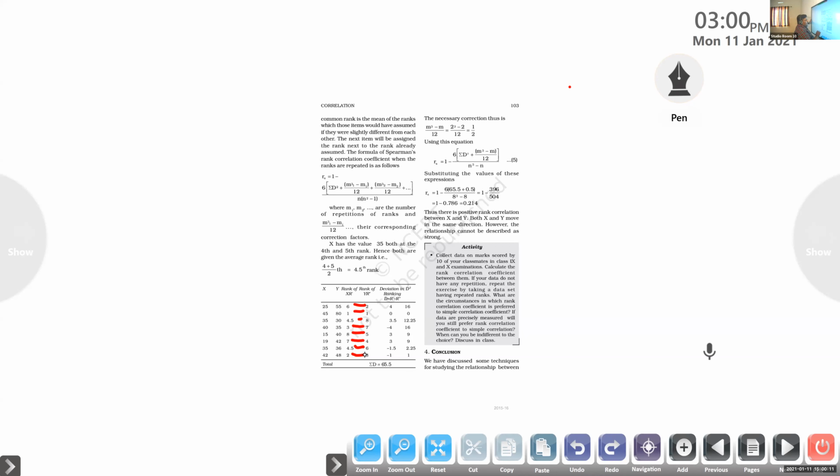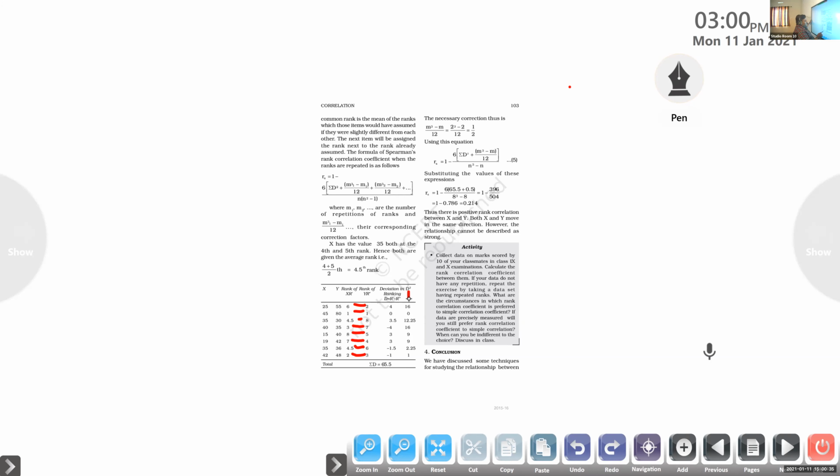And its D square. D square values are here. Okay. Here 16, 0, 12.25, 16, 9, 9, 2.25, 1. That is D square values. Now, sigma D, you need to find out the sigma D square here. Okay, we got the sigma D value here. And D square values also we want to find.